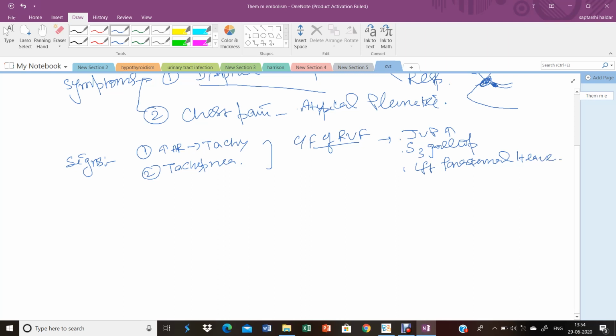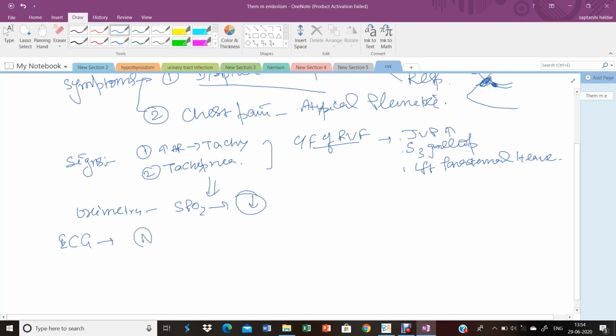By seeing this, we can diagnose that the patient has right ventricular failure, and we suspect the patient may have pulmonary embolism. Then the next step is oximetry. SpO2 should be low. Then in our clinical practice, the next instrument we have is ECG.